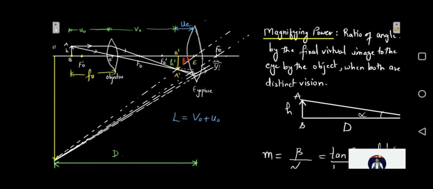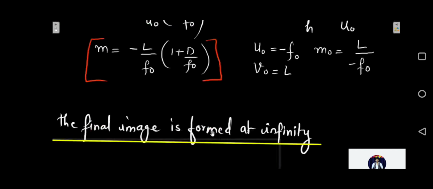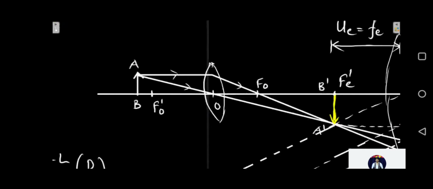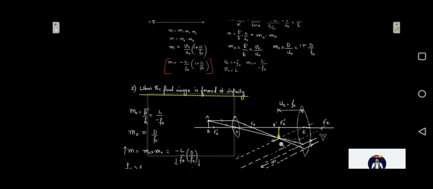And when the final image is formed at infinity, that is this case over here, what is going to be the tube length? The tube length will be equal to V naught plus Fe. So L over here is going to be equal to V naught, that is the image distance of the objective, plus the focal length, because the image of the objective will be formed at the focus of the eyepiece, so this becomes the focal length, so it is going to be plus Fe. So these are the points to be remembered under the compound microscope.